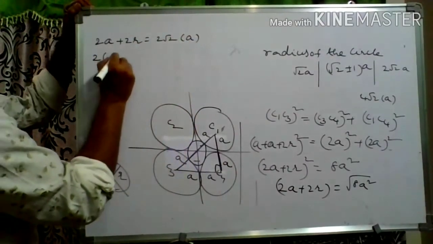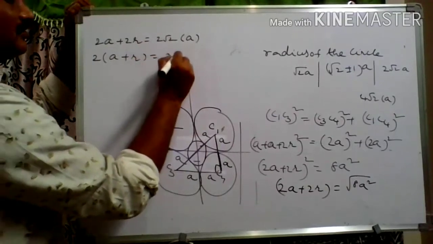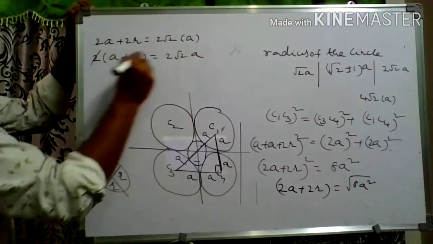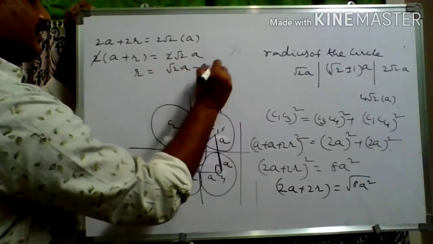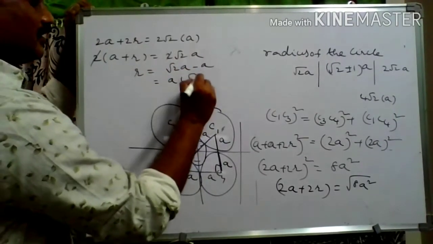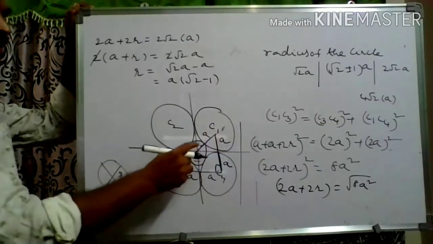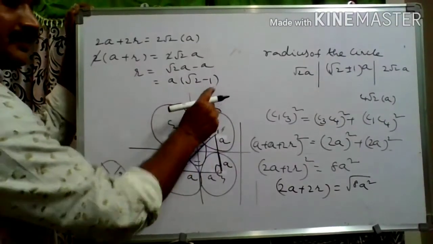Taking 2 common, 2 into a plus R is equal to 2 root 2a. So 2 gets cancelled. So R is equal to root 2a minus a. Taking a common, this is root 2 minus 1. Students, the inner circle radius is a into root 2 minus 1.